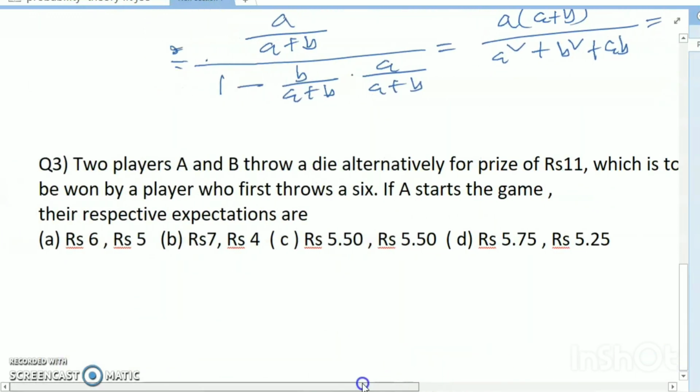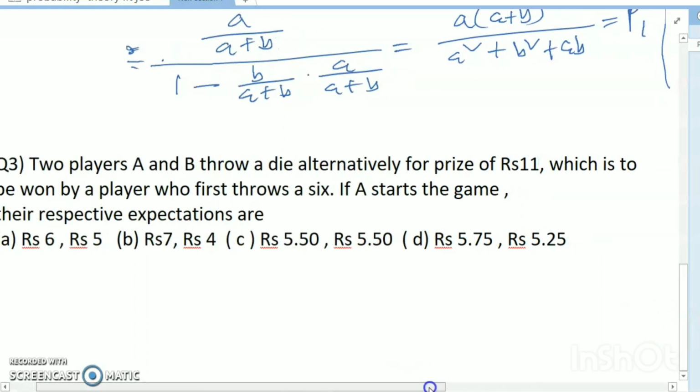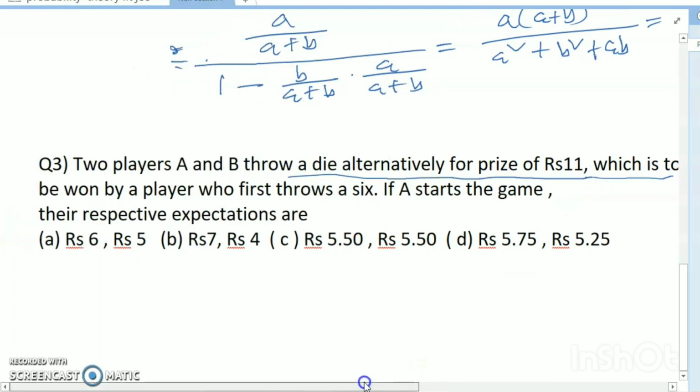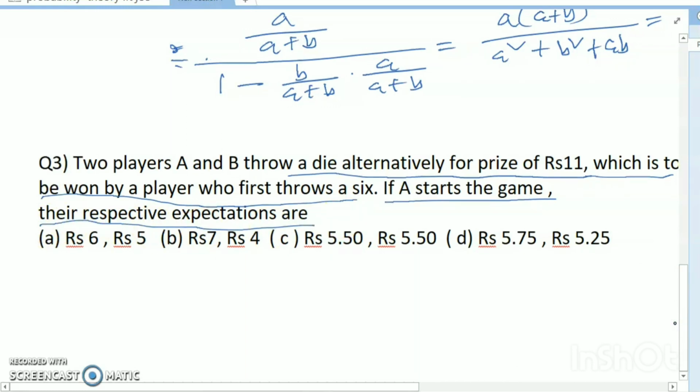Next question is very interesting, the same type of question. Two players A and B throw a die alternately. A prize of rupees 11 is owned by the player who throws a 6. If A starts the game, their respective expectations I have to find out. So friends, the question is very simple. I have to find out the expectations.